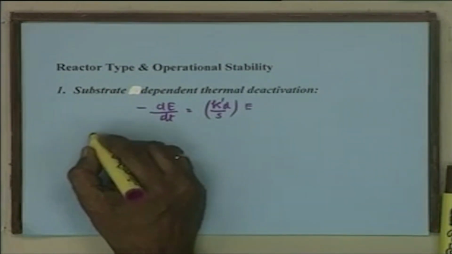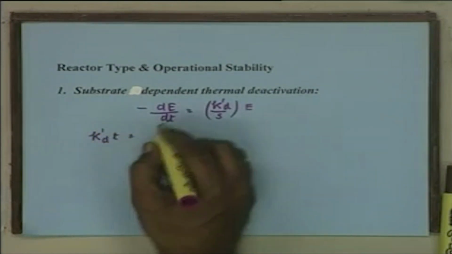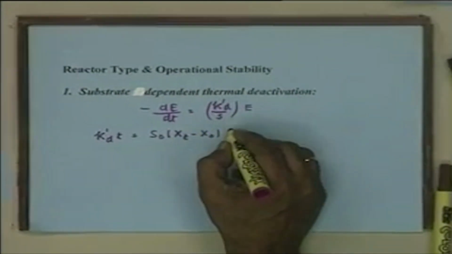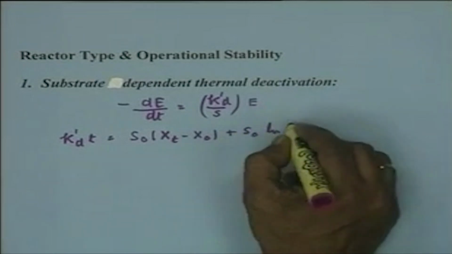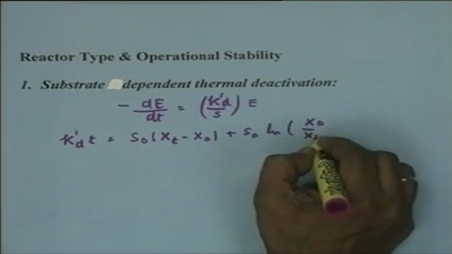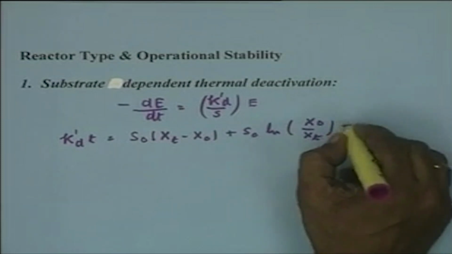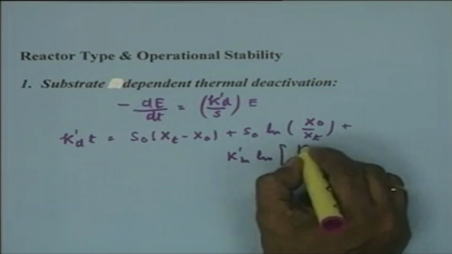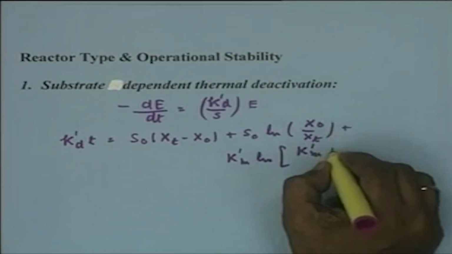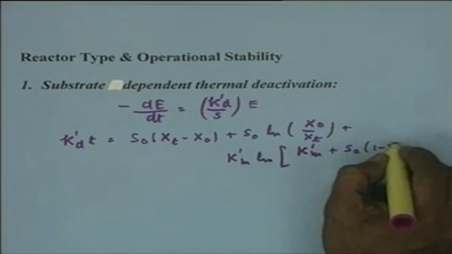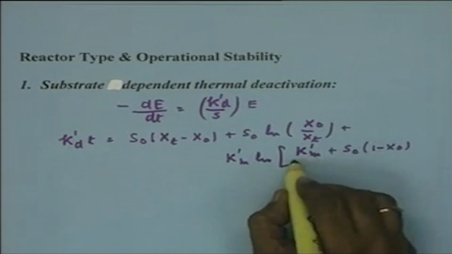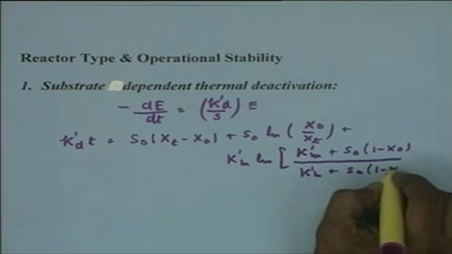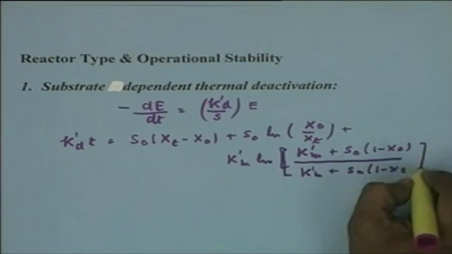that is, k dash d into t equal to S0 times (x t minus x 0) plus S0 ln (x 0 upon x t) plus k dash m ln ((k dash m plus S0 (1 minus x 0)) upon (k dash m plus S0 (1 minus x t))). Now, this is for the CSTR.